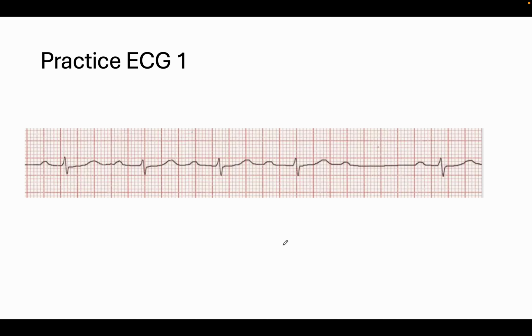So now we're going to go through some practice ECGs to test your own knowledge. Feel free to pause the video. The answer will come up in 3, 2, 1, 0. So the answer for this one is Wenckebach, or second degree Mobitz type 1. Well done if you got that right. If you didn't, let's go through it.